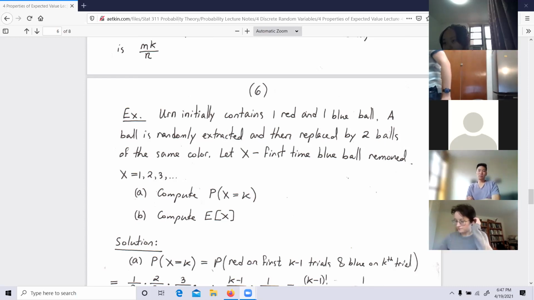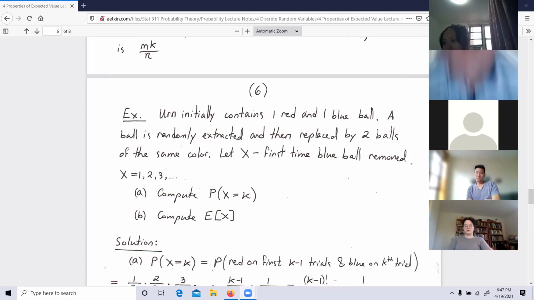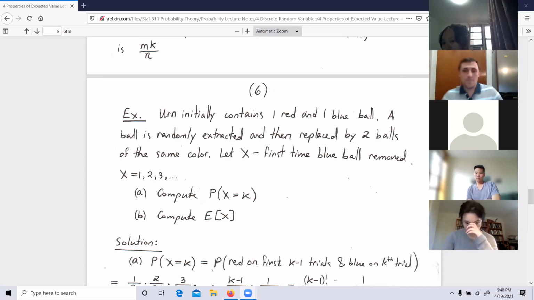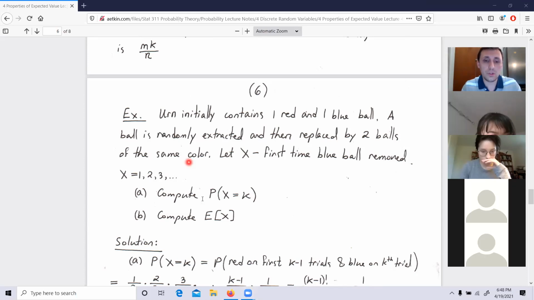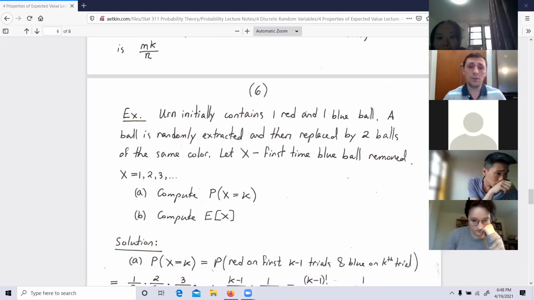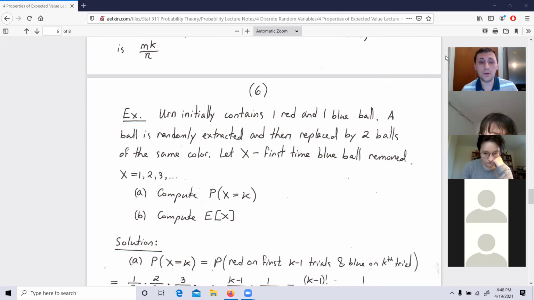The amount of drawings goes, I mean, infinitely. So you understand, guys, it's definitely possible that the first time you draw the ball is on the millionth attempt or trillionth attempt, but on average, how much will it take you?